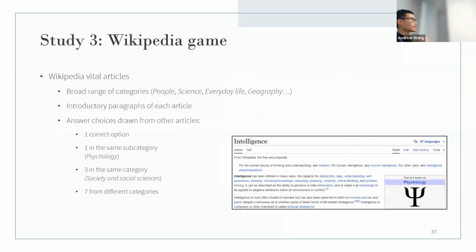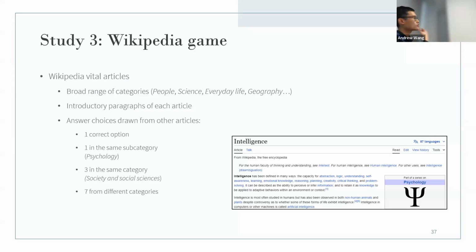And so the articles were taken from the Wikipedia Vital articles, which is a collection of articles that are considered to be the most important Wikipedia articles. They come from a broad range of categories, like people, science, everyday life. And for each article we took the introductory paragraphs, the ones that generally provide the most general information about each topic.